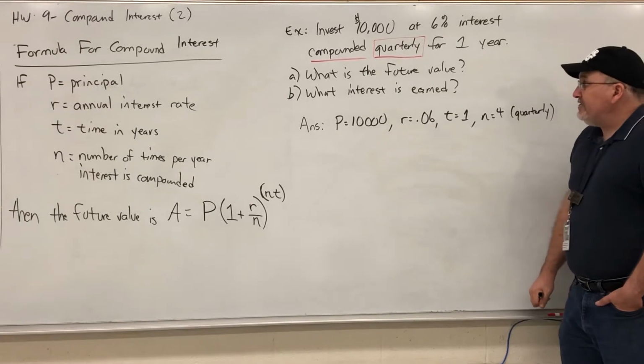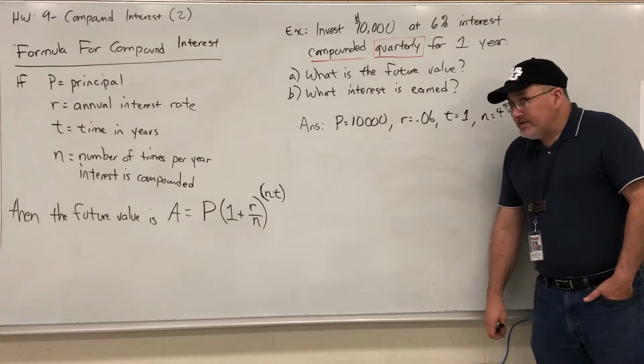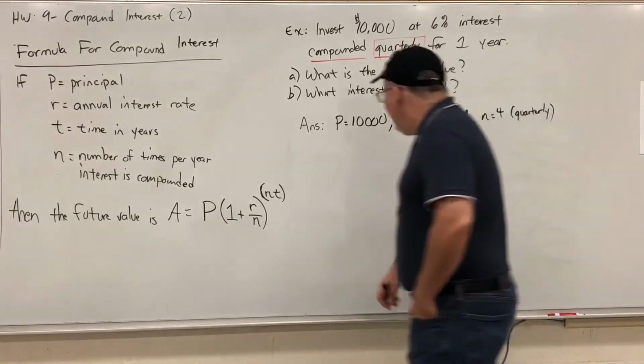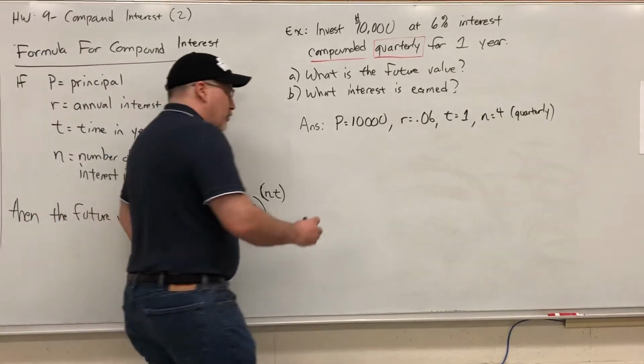And in this case, if it says daily, that would be 365 times per year. N is equal to 365. But I digress. We have all the values we need, so let's put them into our formula.